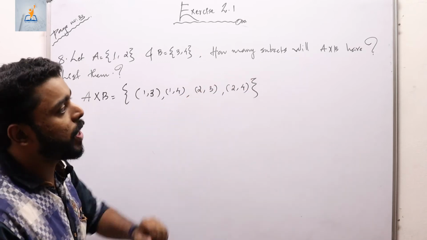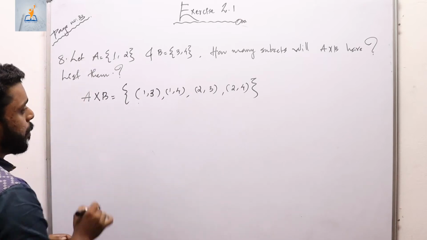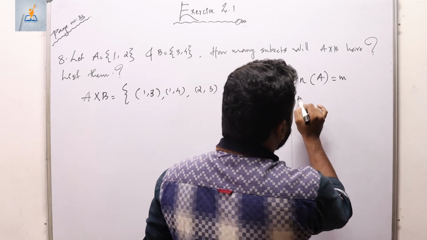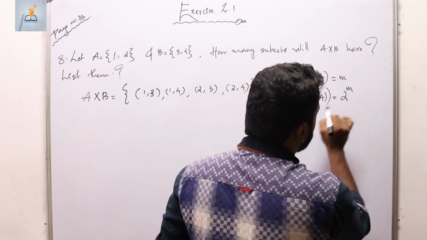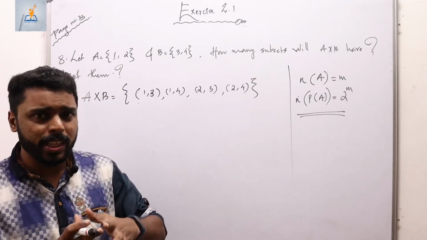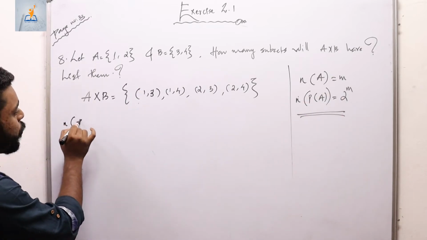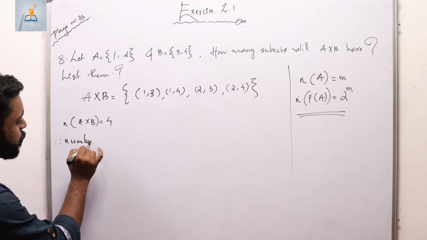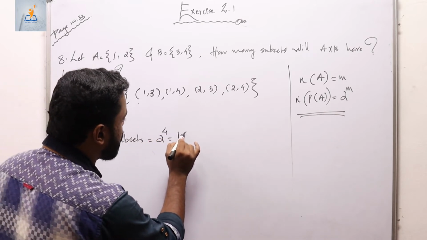How many subsets will A cross B have? We know that A cross B now has 4 elements. Therefore, we know that whenever a set A has m elements, the number of elements in the power set will be 2 raised to m. Number of elements in the power set means number of subsets of A, isn't it? Because the power set contains all the subsets. So 2 raised to m. Here n(A cross B) is nothing but 4. Therefore, number of subsets is equal to 2 raised to 4, which is equal to 16.